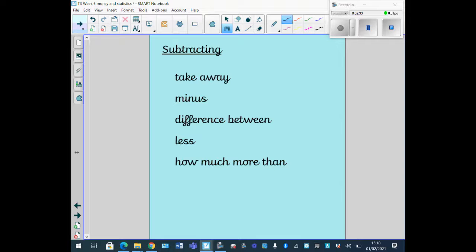Subtracting is the same as taking away, minus, difference between, less, and how much more than something. So these are the language, or this is the language that you might hear when we're finding out how we subtract two different numbers.